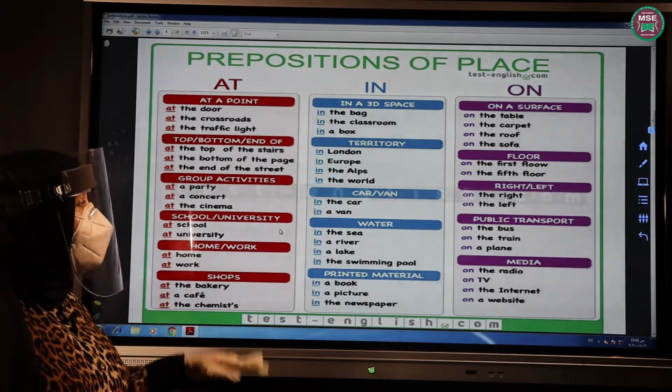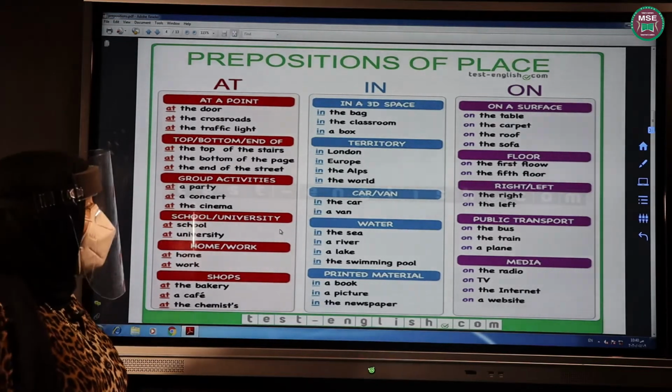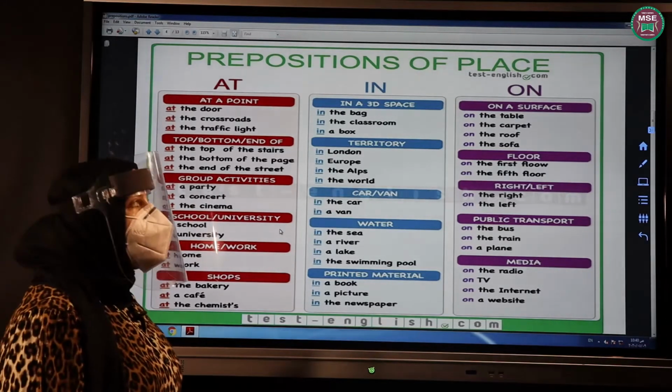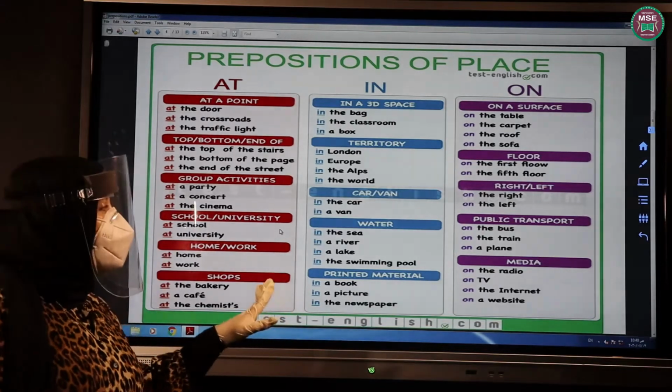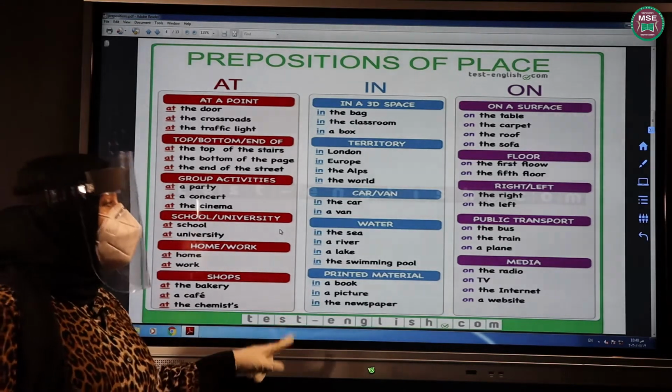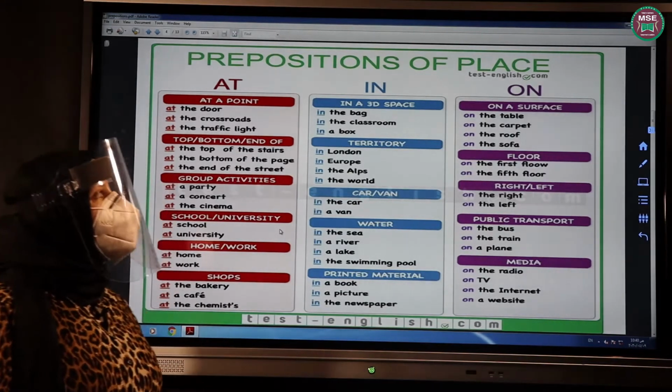Printed material, anything related to something printed. In a book, in a picture, in the newspaper. So it has to be printed, not journalism in general and not media, something that is printed. Okay, let's move to on.